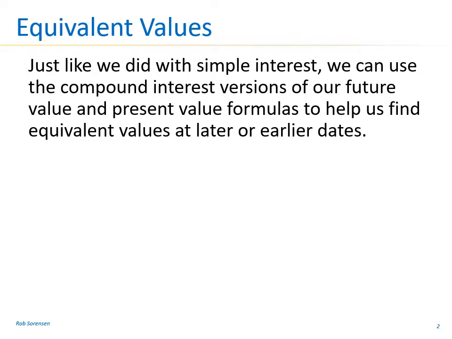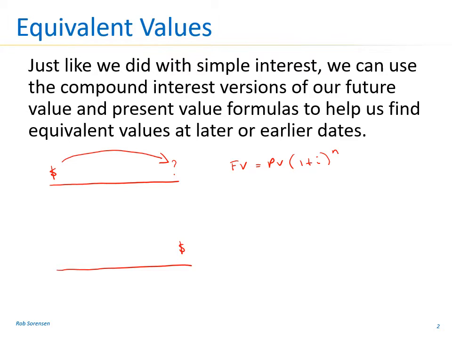So if we're looking at an amount of money and we want to see what it's worth at a later point in time, that would be the future value formula. And if we're looking at an amount of money and we want to bring it back to see what it would be worth at an earlier point in time, that would be the present value formula. So we're going to combine those two now, just like we did way back when we were talking about simple interest, to look at equivalent values when we've got multiple amounts on the timeline.